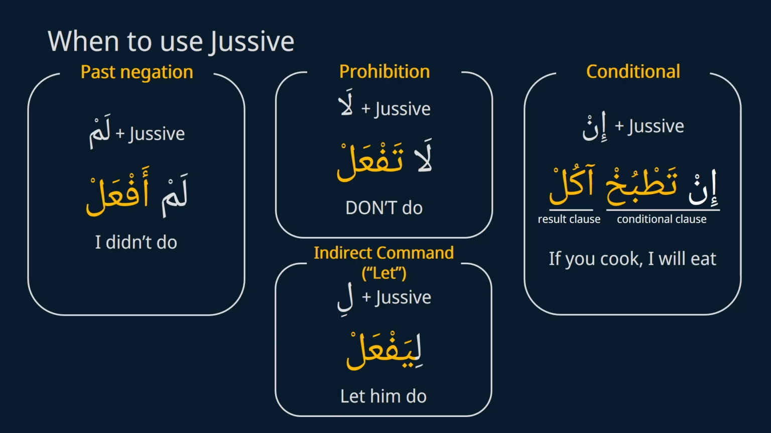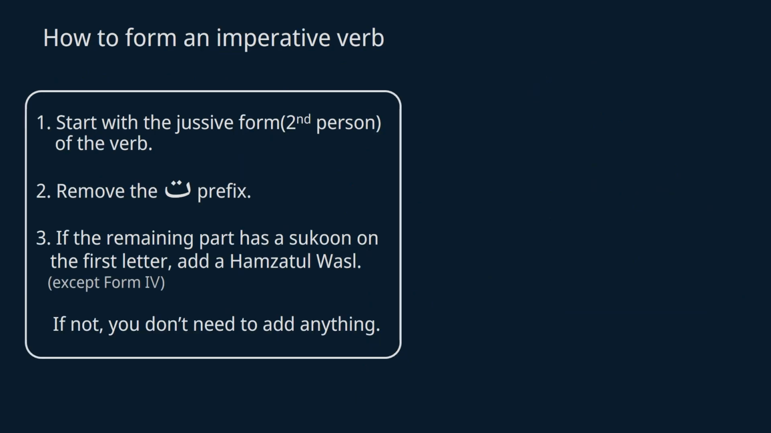Also, we can form a conditional sentence using jussive and the particle in, meaning if. For example, in tatbukh, akul means if you cook, I will eat. Please note that we have a jussive verb in both the conditional clause and the result clause. Now let's move on to the imperative. The easiest way to form an imperative verb is by deriving it from the second person jussive form.